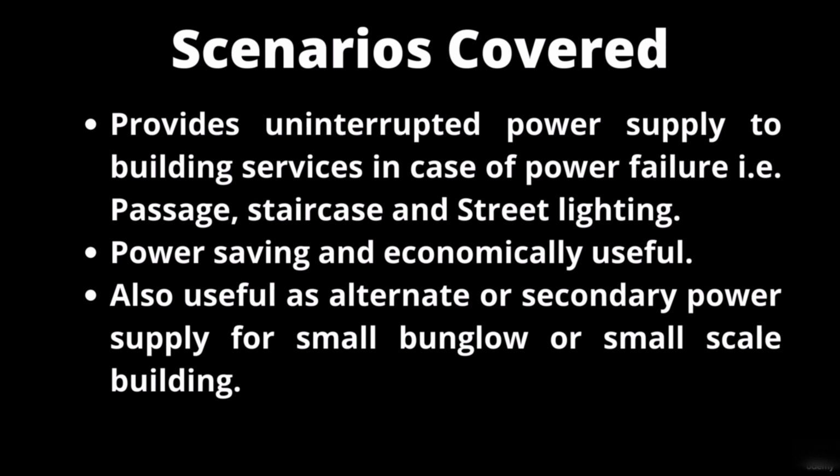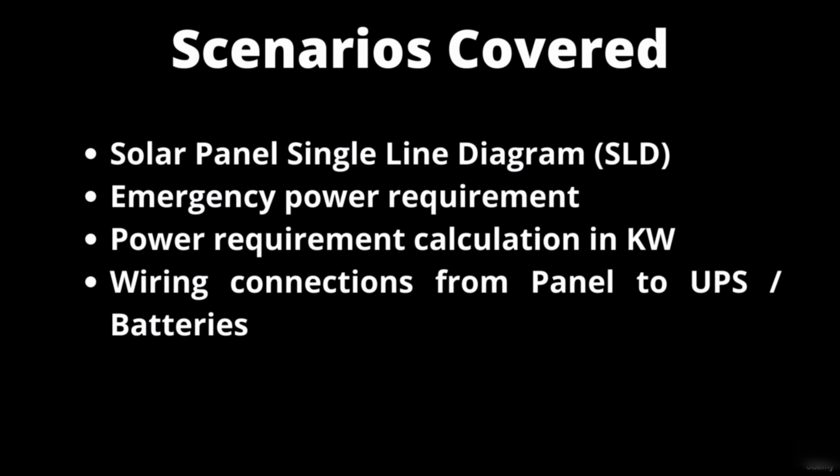This case study, for example, provides uninterrupted power supply to the building services in case of power failure, that is passage, staircase and street lighting, as well as the lift. Power saving and economically useful. Solar electric system is power saving as well as economically useful. It is also useful as an alternate or secondary power supply for a small bungalow or small scale building.